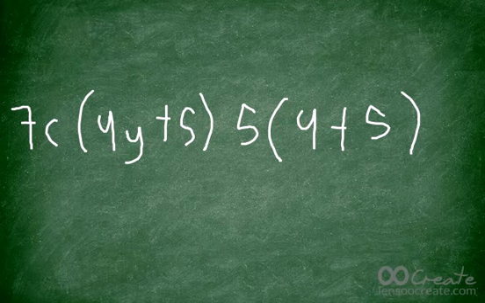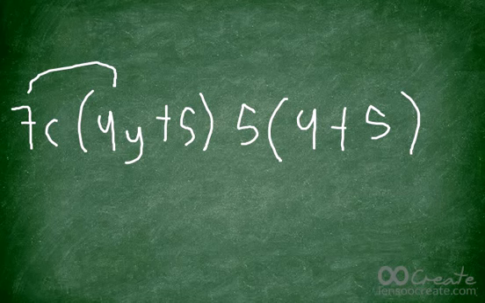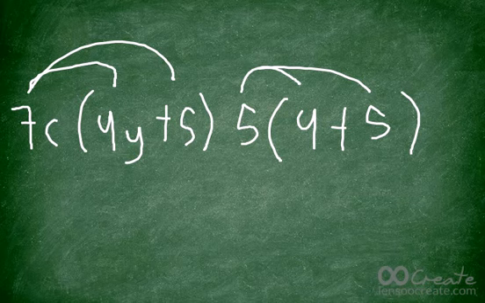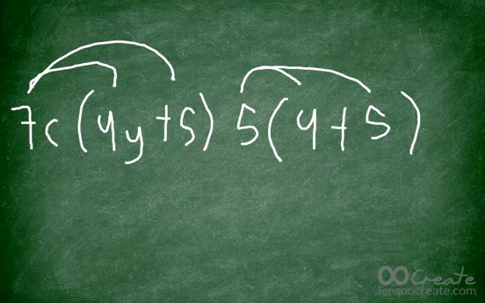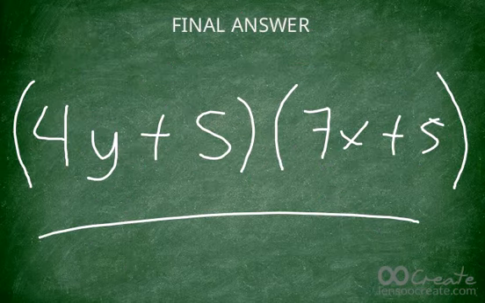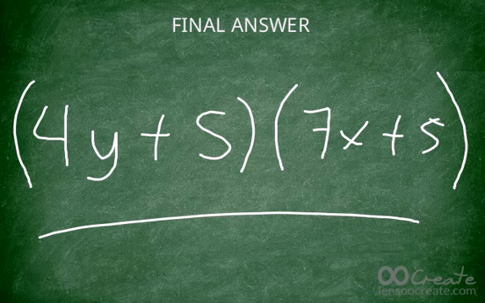And this divides to 4y, divide to this, divide to this. That's what I got when we divide this, and this is the simplest form. And the final answer is 4y plus 5, quantity 7x plus 5.